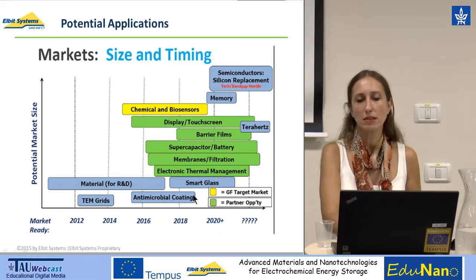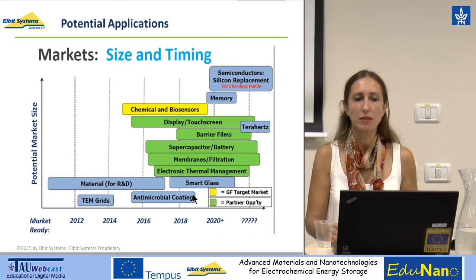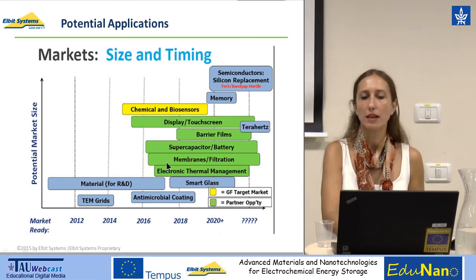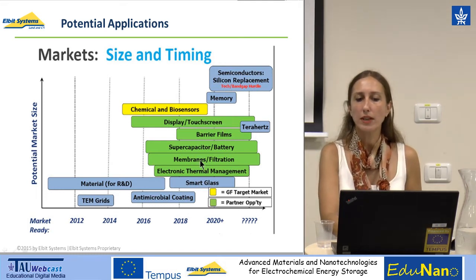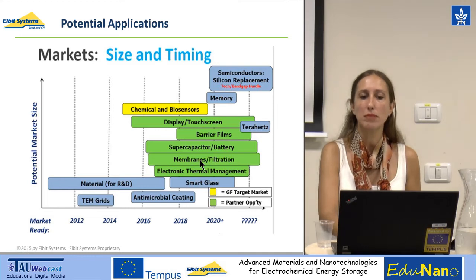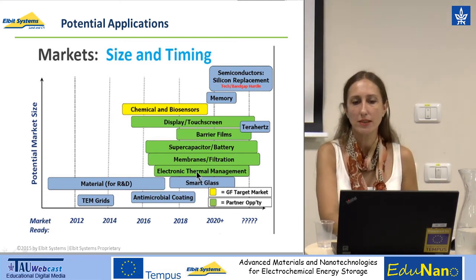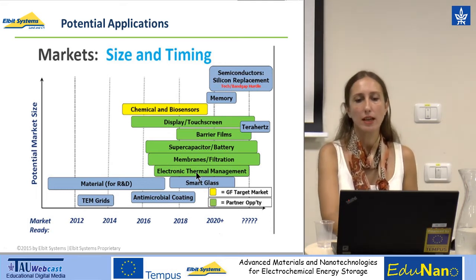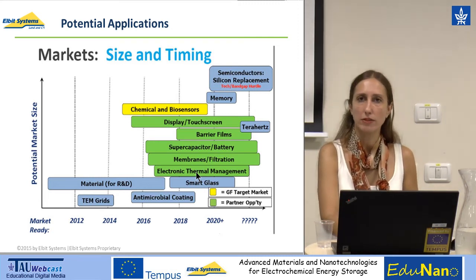But the most, let's say, the booming time of graphene application predicted by this market size and timing diagram here will be somewhere in 2020, where graphene will be more effectively implemented in a variety of industrial devices, such as electronic thermal management devices, membranes for filtrations, electrode materials in supercapacitors or batteries, barrier films in displays or touchscreens due to the high conductivity and high transparency of graphene monolayers, and electronic applications in the terahertz frequency range.